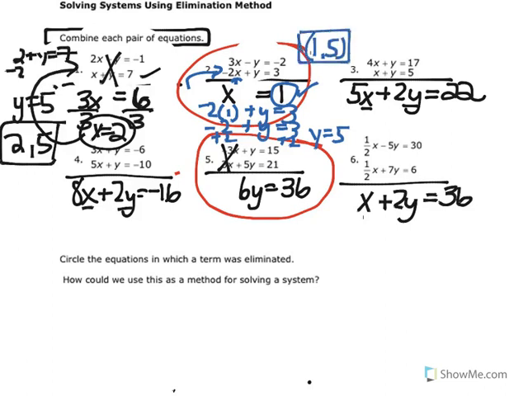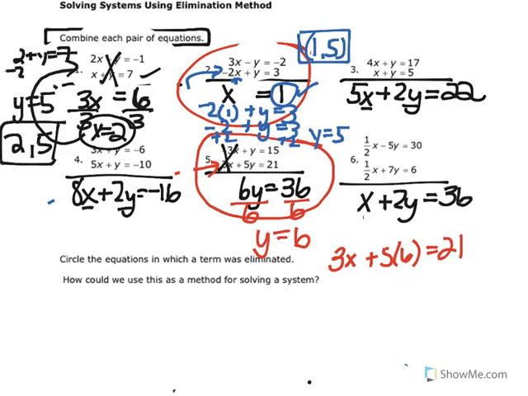Now, on question number 3, there's nothing I can do. I can't solve for x or y because we haven't eliminated one of the variables. Same thing with number 4, can't solve. But on number 5, I can go ahead and divide each side by 6. I get y equals 6. And once I know that y equals 6, plug that back into one of the original equations. I think I'll go with the second equation, 3x plus 5 times 6 equals 21. So we get 3x plus 30 equals 21. Subtract 30.